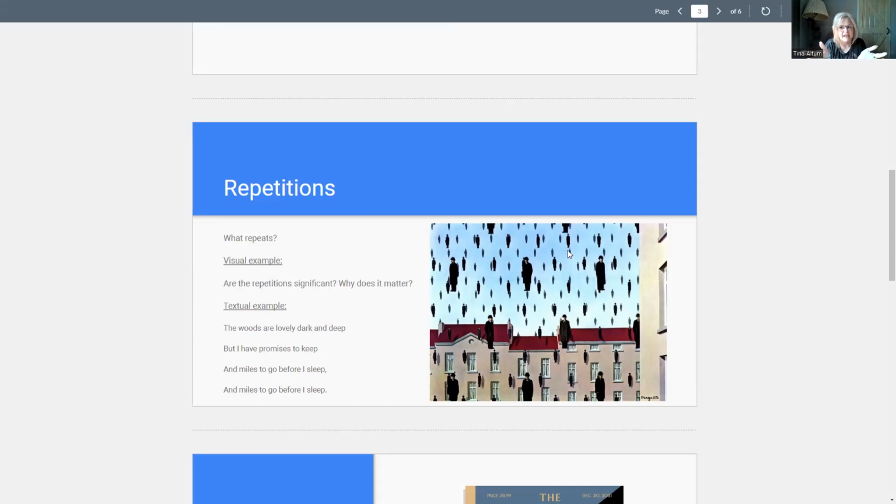Okay. Are they significant? Is there a reason there's repetition in that painting? Well, probably, because that's sort of strange. We don't normally see guys just hanging out in the sky. There's a reason they chose to do that. So, because it's significant, now we have to understand why it matters.